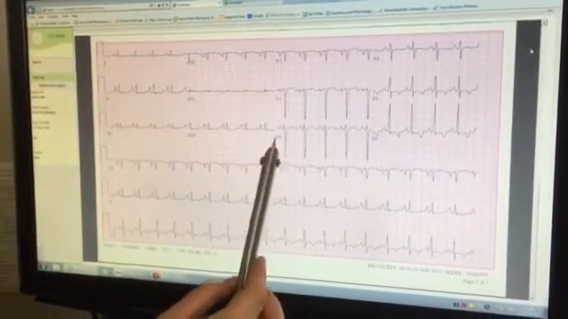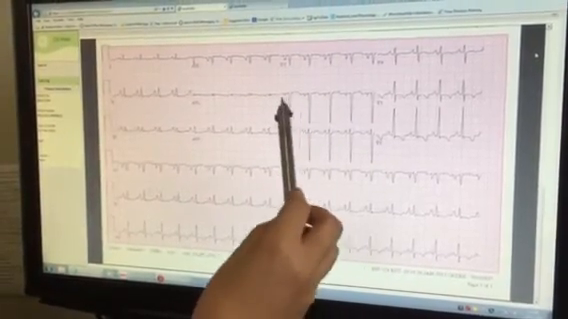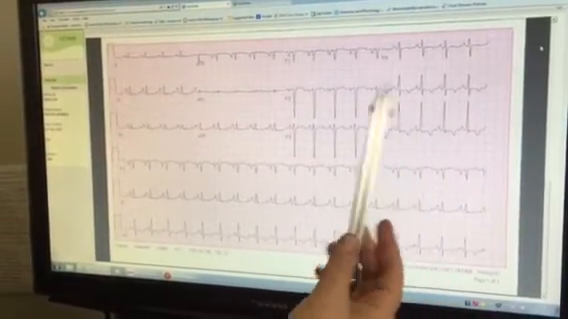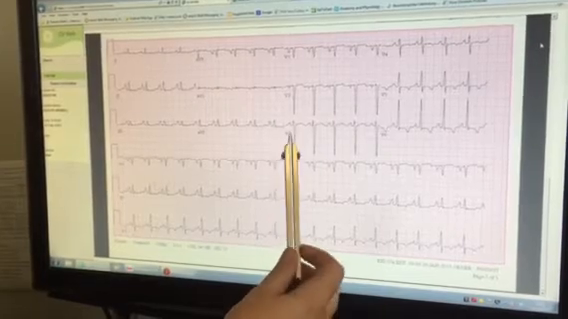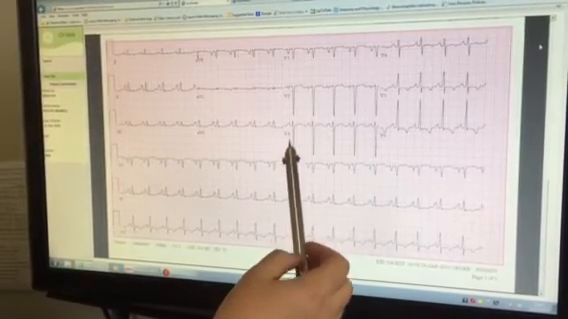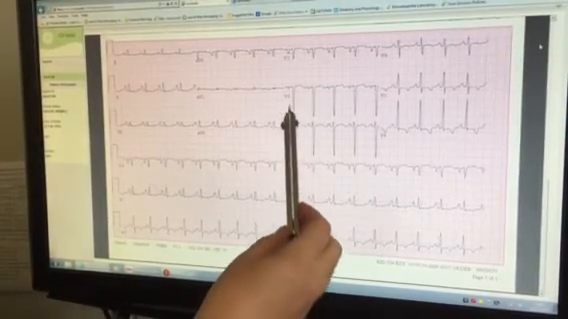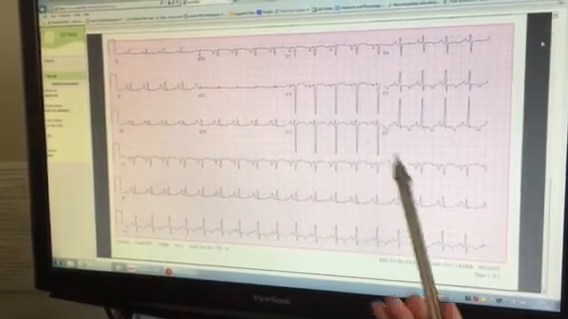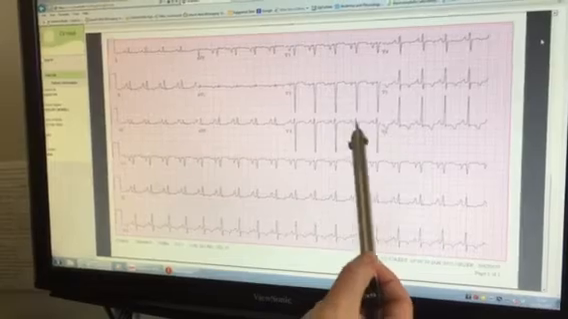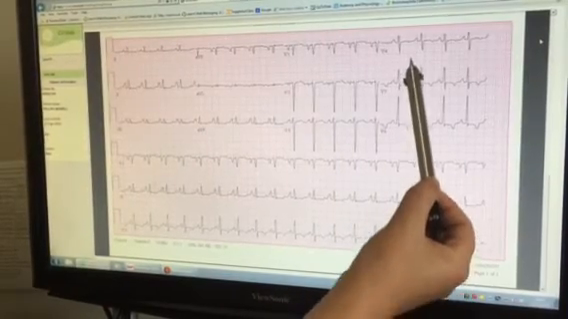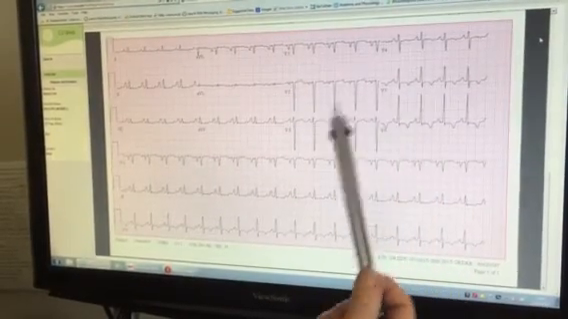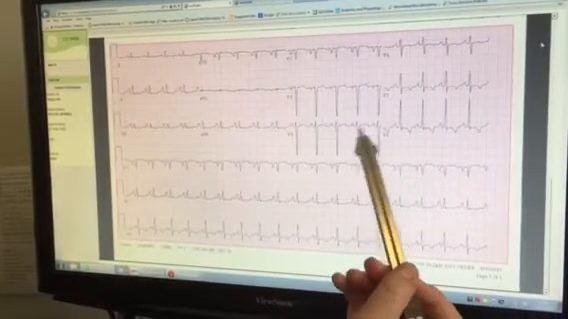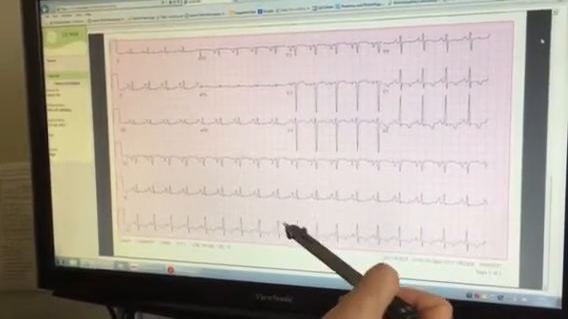Then you want to notice the R waves in these leads. He has poor R wave progression, but he also has a very large R wave in V3 and V2, which is typical of LV enlargement, which you would expect with heart failure. And then his T waves are inverted, which is abnormal, and that is consistent with an LV strain pattern consistent with heart failure as well.